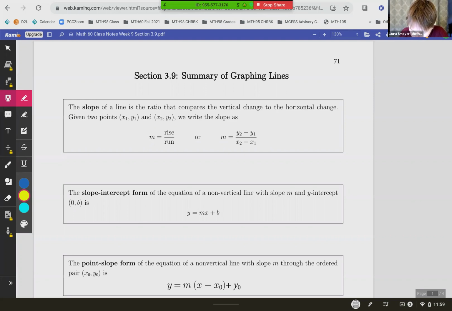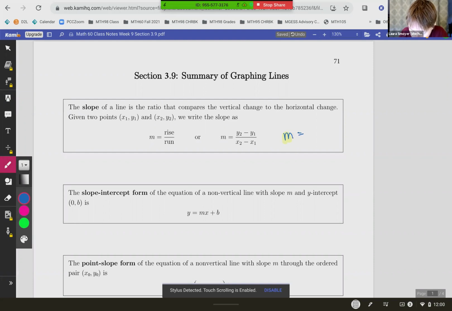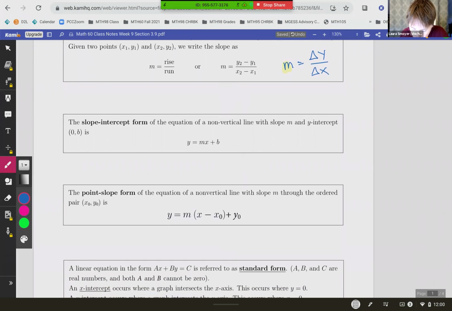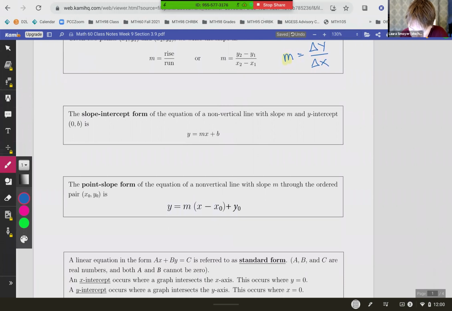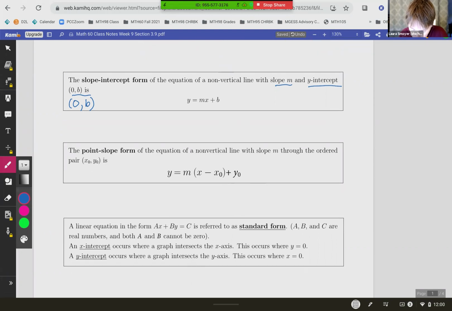And the important thing to remember there is that we want to be sure to put the y values on the top and the x values on the bottom. Then we have the formula for the slope-intercept form of an equation, y equals mx plus b, where m is the slope and b is the y-intercept. If we write that as an ordered pair, which we should do, the 0 will come first and then the value of the intercept. Then we have the point slope form.